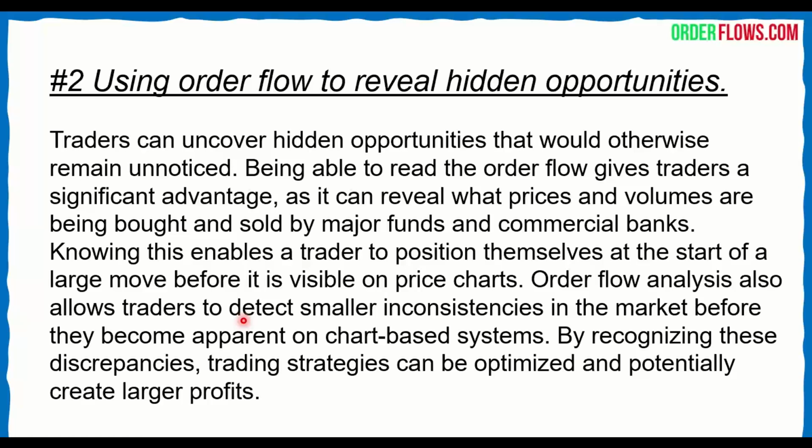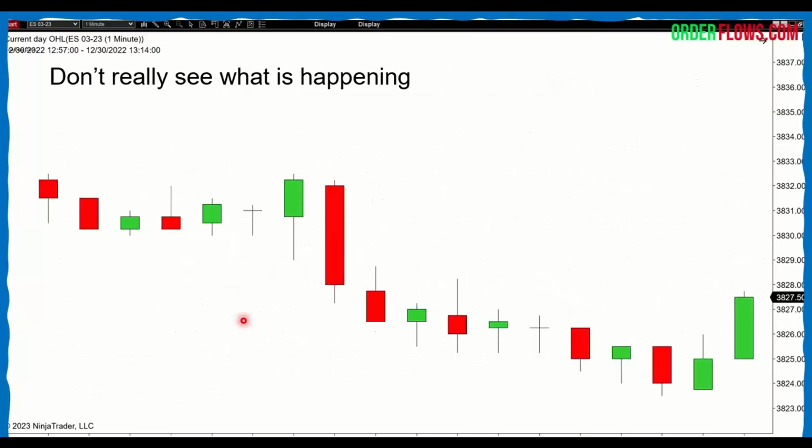Now, order flow analysis also allows traders to detect smaller inconsistencies in the market before they become apparent on chart-based systems, systems that only look at price. So by recognizing these discrepancies, trading strategies can be optimized and potentially create larger profits. When you're looking at a normal bar chart, really, what do you see? Well, you see the open, the high, the low, the close, and the relationship from the open to the close. You're seeing where price traded.